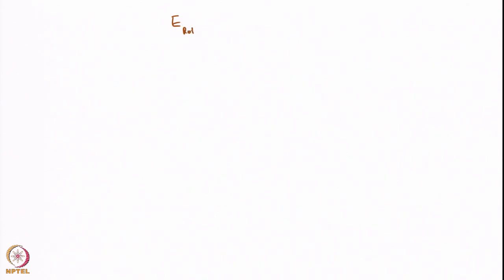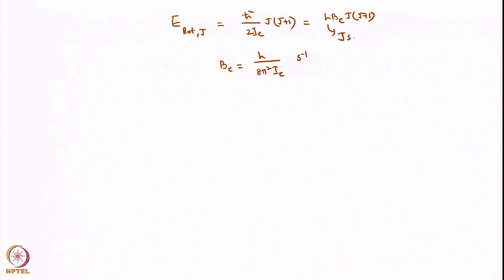E rotation, which depends on the value j, will be equal to h bar square by 2 I_e j into j plus 1. This is also equal to h B_e j into j plus 1, where B_e is equal to h by 8 pi square I_e and has a unit of second inverse, because energy is in joules and h is joule second, and j's are just quantum numbers. So, this must be joule second, so it has to be multiplied by second inverse, and so this should give me joules. So, B has units of second inverse.